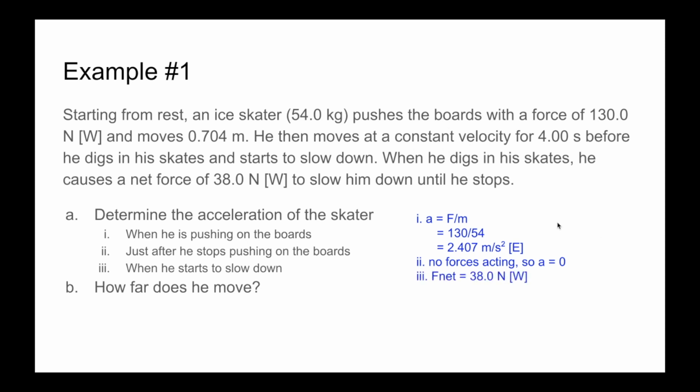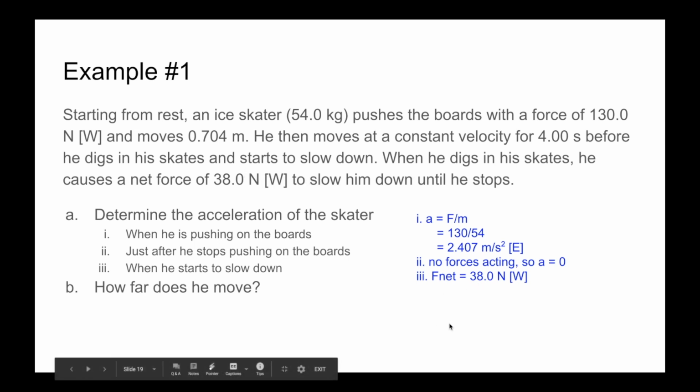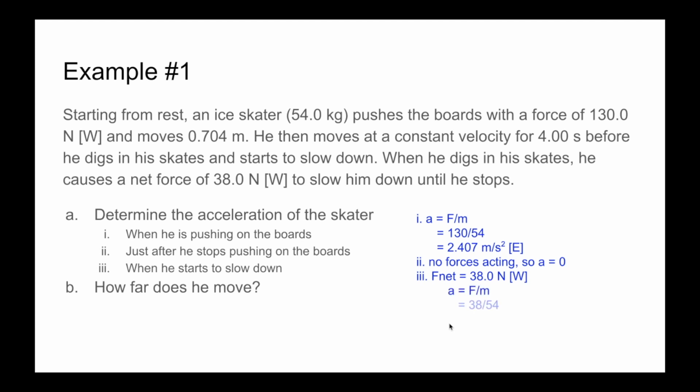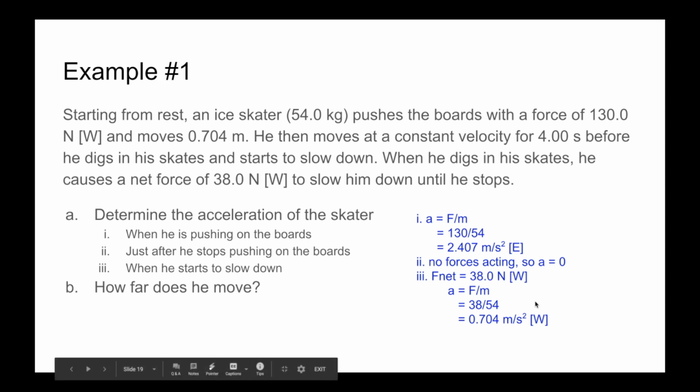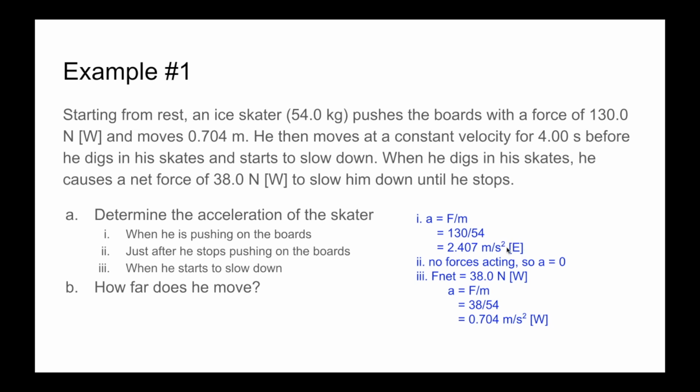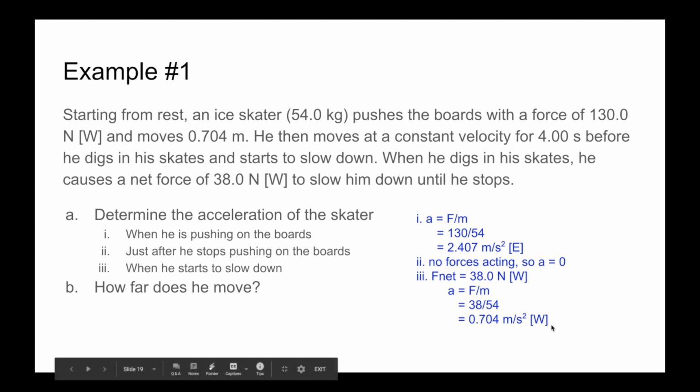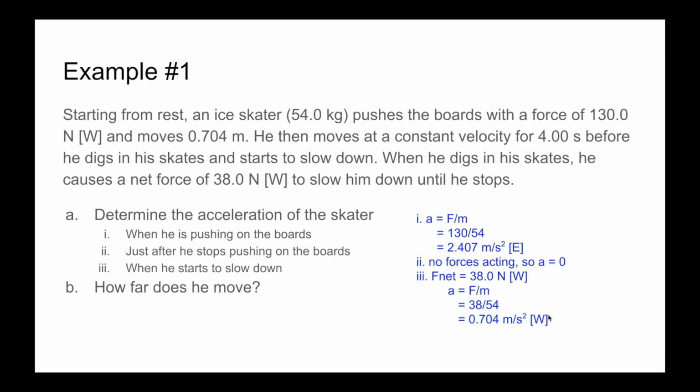And then part three, the net force, which is given in the question, 38 newtons, which he is applying by digging in his skate. That is the net force that's slowing him down. So once again, we can use force divided by mass, and you should get 0.7 meters per second squared to the west. Just note that this direction is opposite from the direction in the first part because now he's decelerating, which means his velocity is changing to be more towards the west. That's basically the same thing as saying he's slowing down, since he's moving to the east, but his velocity is becoming more west.